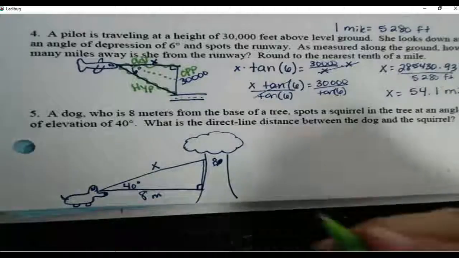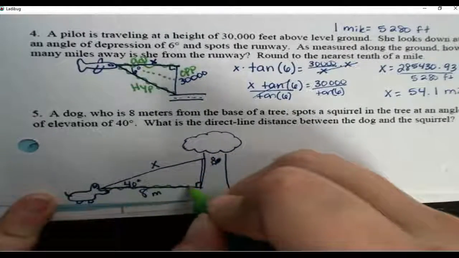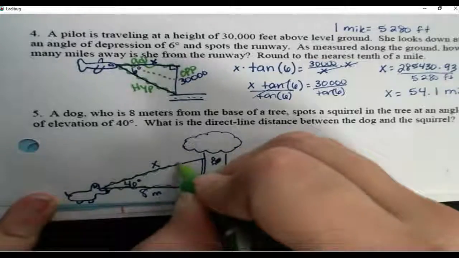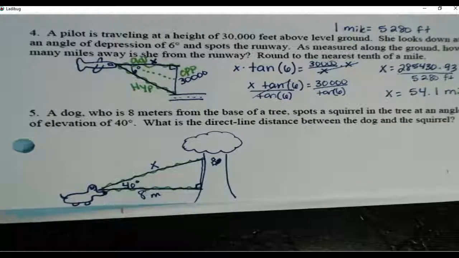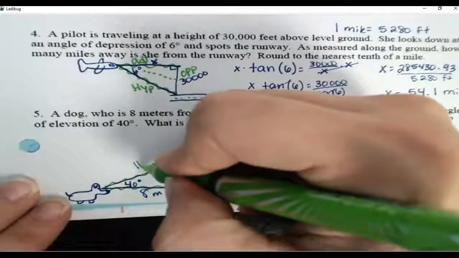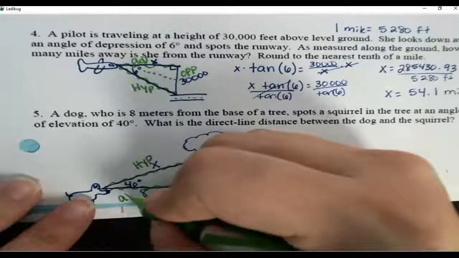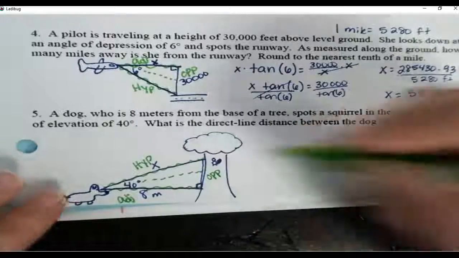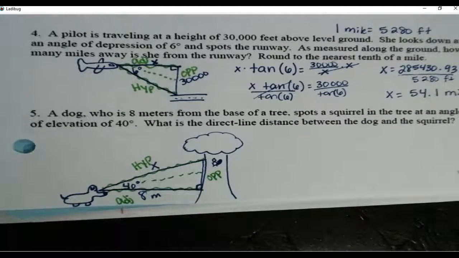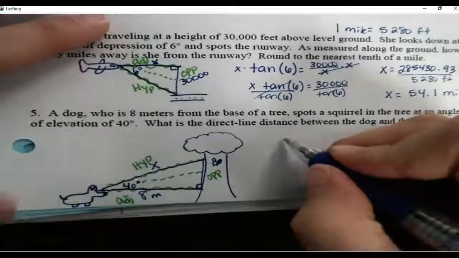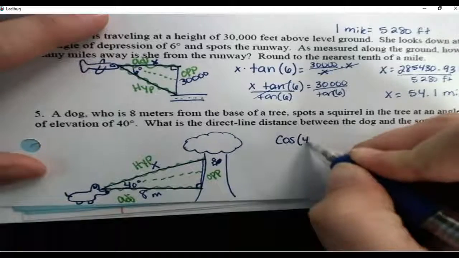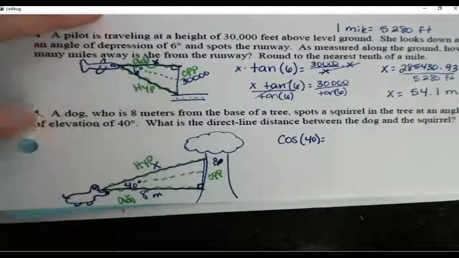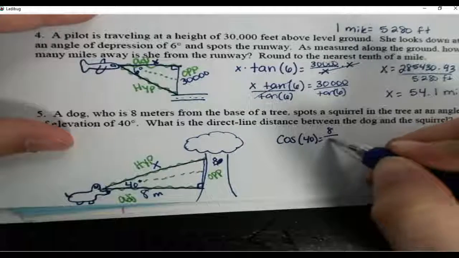So cool. So we highlight 40 and our sides are there. So our x is our hypotenuse, 8 is our adjacent, and then we don't really need it, but over here is our opposite. So which trig function do I use? Good. So we do cosine of 40. And then it's A over H, so 8 over x.